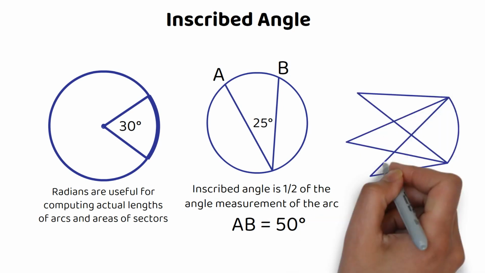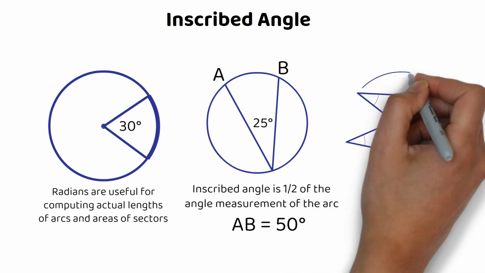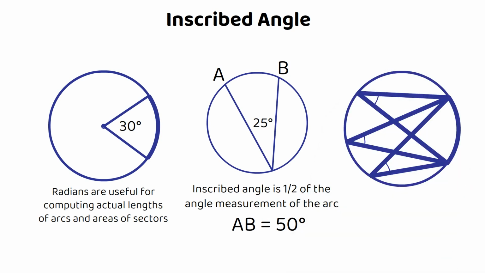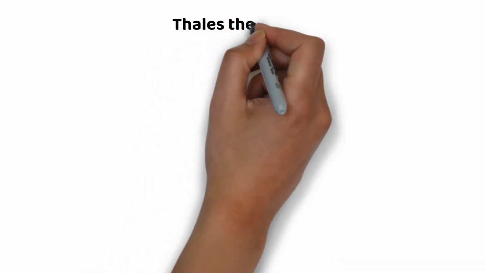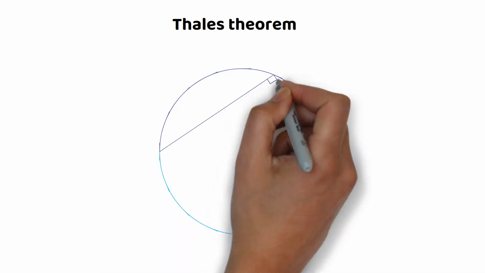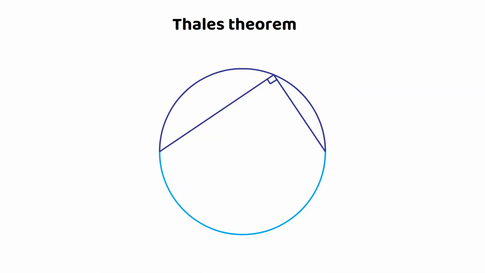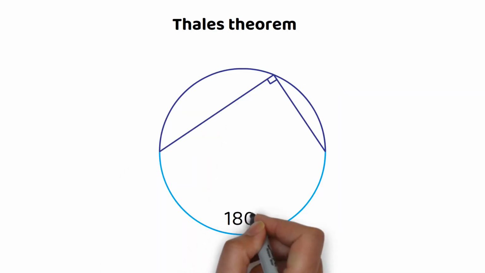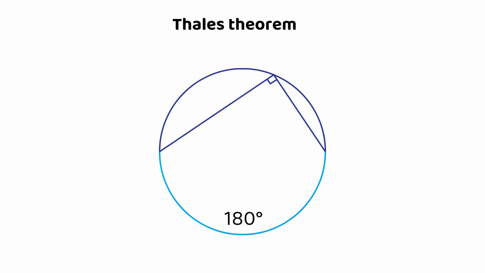The first is that inscribed angles of the same arc are equal. Notice in this picture that the three inscribed angles are all inscribed by the same arc. Thus, they're all equal angles. The second consequence is known as Thales' theorem. It says that an inscribed angle by a semicircle is a right angle. It's clear that a semicircular arc measures 180 degrees, and so the inscribed angle, being half of that, is 90 degrees.